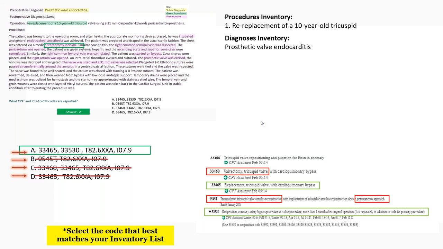So did you get the correct answers, coders? Any questions on this one? So that's why we picked option A as the correct one.